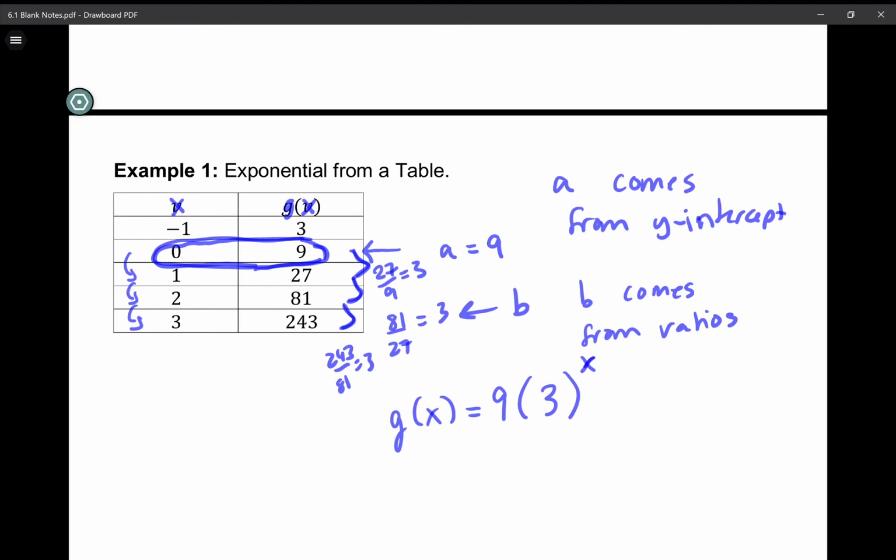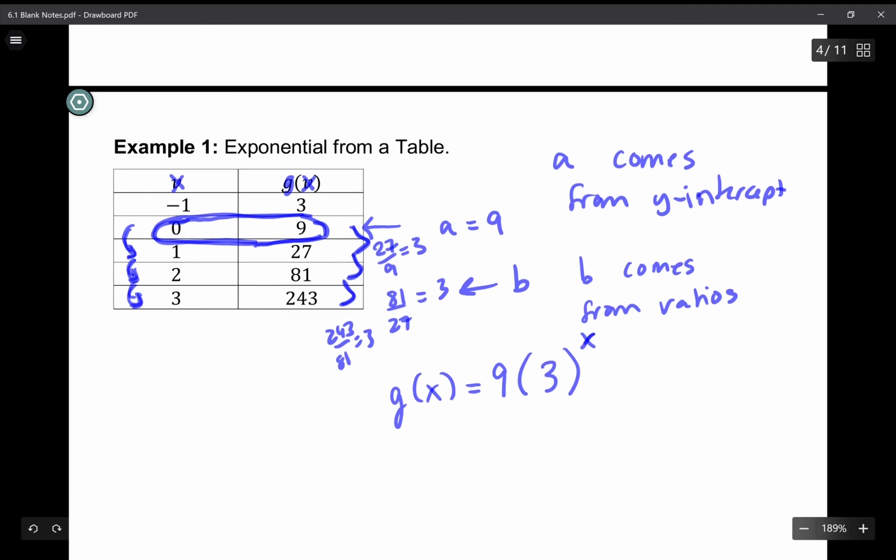There's a couple things you do have to be careful of. You do have to be careful that you have the 0 value in the input column, because if you don't, you can't use this method to find the equation. And you also have to make sure that the inputs are going up by 1 each time. So my equation is 9 times 3 to the x.